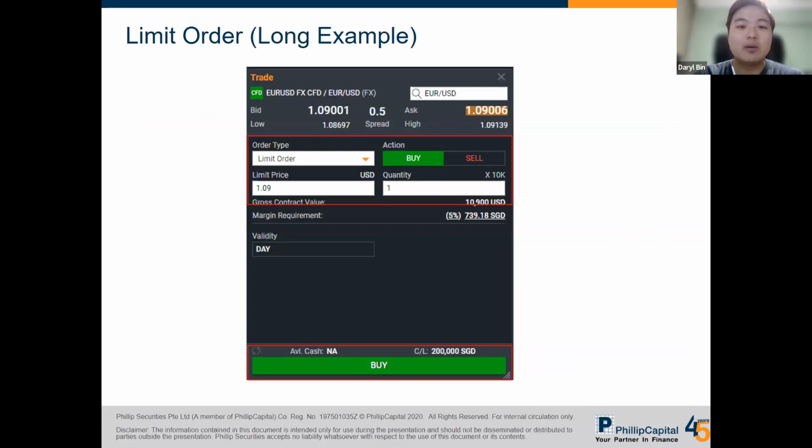Let's say I want to open a position on euro dollar. The first thing I do is click on limit order. Since I want to long euro dollar, I choose buy, then I enter 1, and since I want it at 1.09, I type in 1.09 and click on buy. So your order will be queued. It will only be bought when it reaches 1.09 or better.